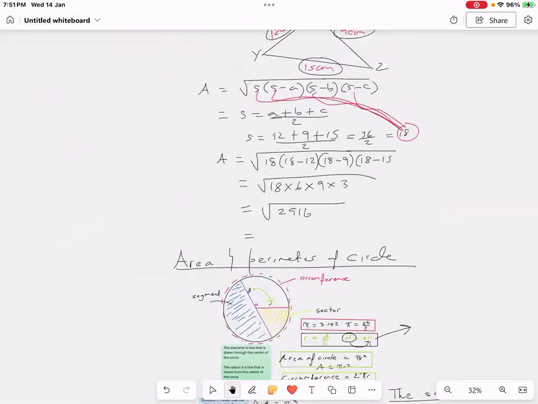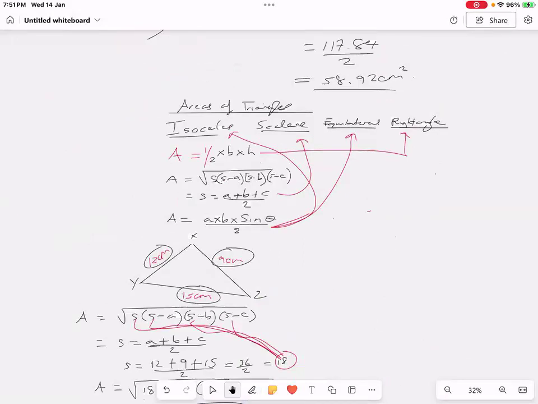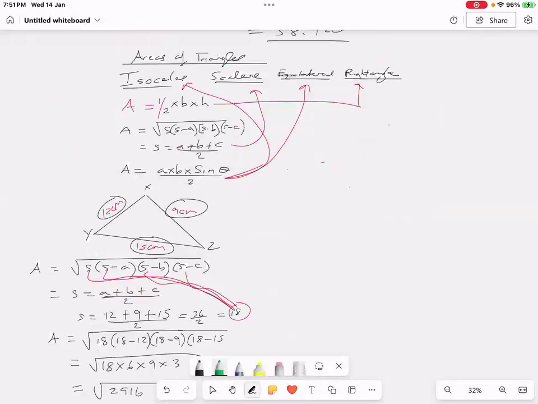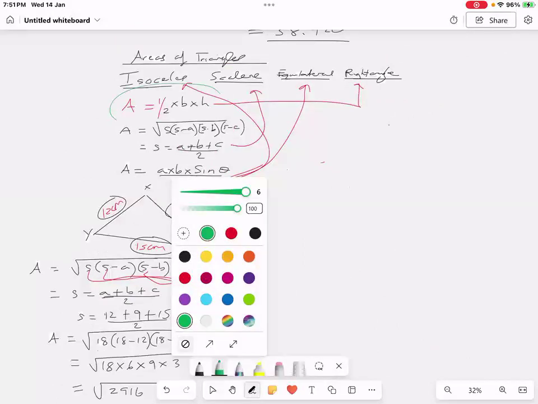Okay, all the way up here. All right, there it is. Good. So we would have looked at two different formulas, right? We would have looked at this formula here: half base times height. Not true? That's the area of a right angle triangle.